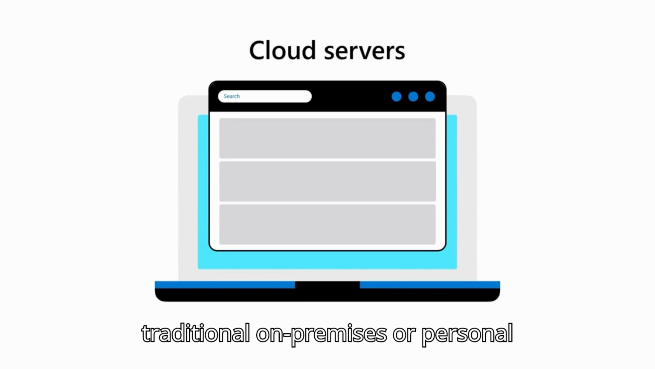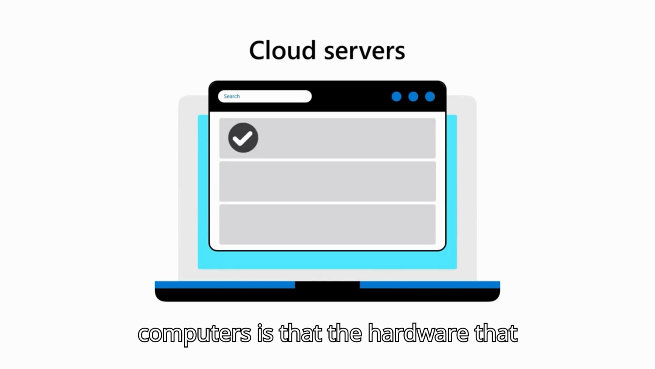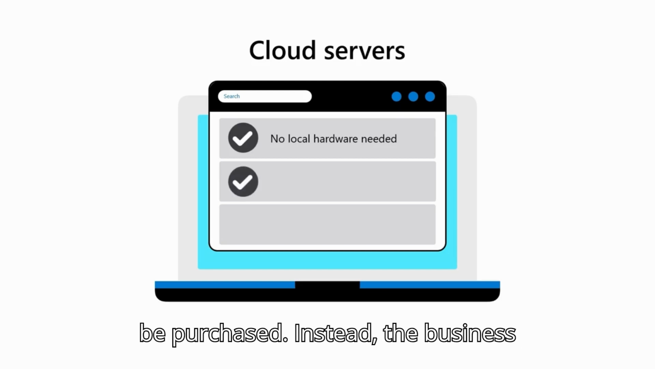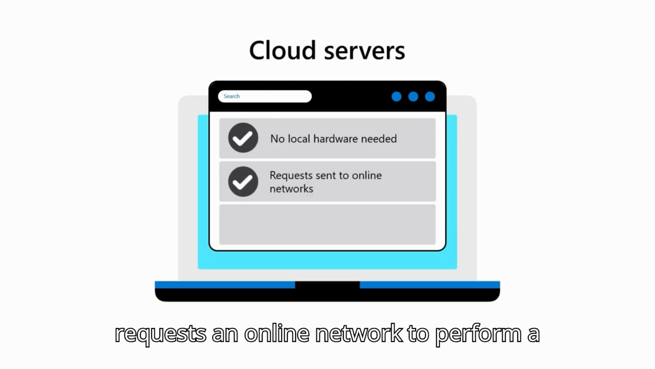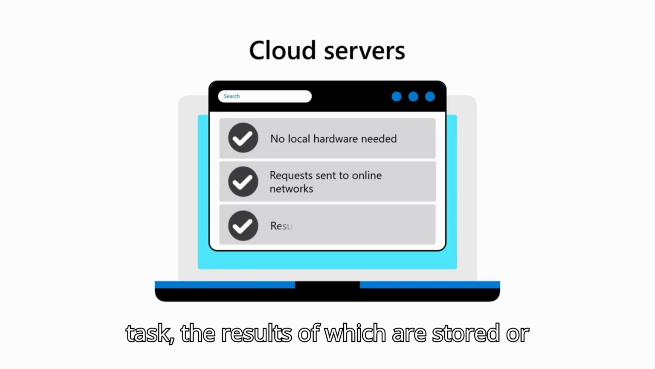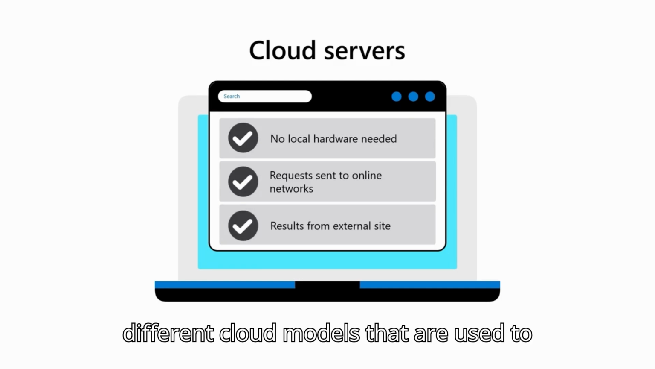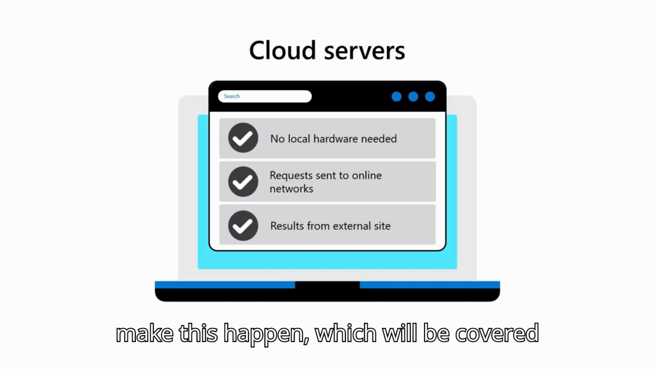The fundamental difference between cloud and traditional on-premises or personal computers is that the hardware that performs these actions does not need to be purchased. Instead, the business requests an online network to perform a task, the results of which are stored or returned from an external site. There are different cloud models that are used to make this happen, which will be covered in detail later.